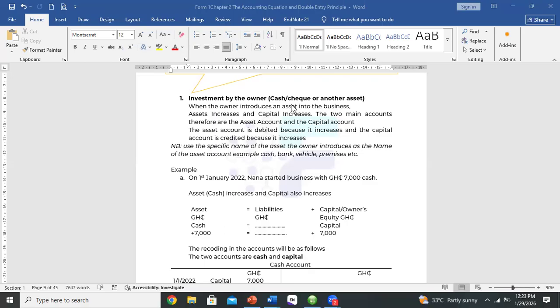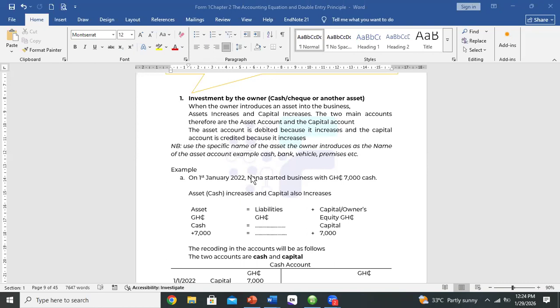Okay. And as we read, the capital would always increase. Anytime the owner makes an investment, capital would always increase, and the asset would always also increase. Let me give an example. We are a company. We have one car or vehicle, and then the owner brings in another car. Our cars will increase, so the asset cars will increase. And again, we acknowledge that the owner is investing more, so capital will also what? Increase.